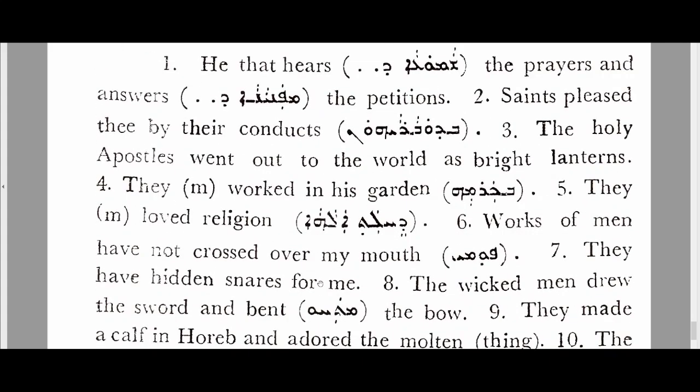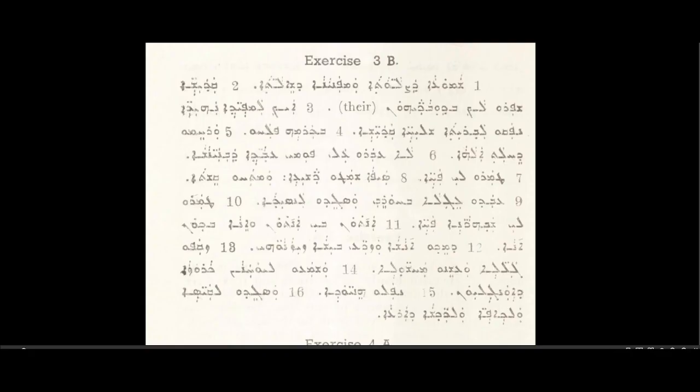So let's go to the answer sheet and use that as some more exercise. So that's 3B in the answer book. Shamo'a, the hearer, the slawatha of prayers, Wam Panyana, and the answerer, Shalatha of requests. So Shamo'a, the slawatha, Wam Panyana, Shalatha.